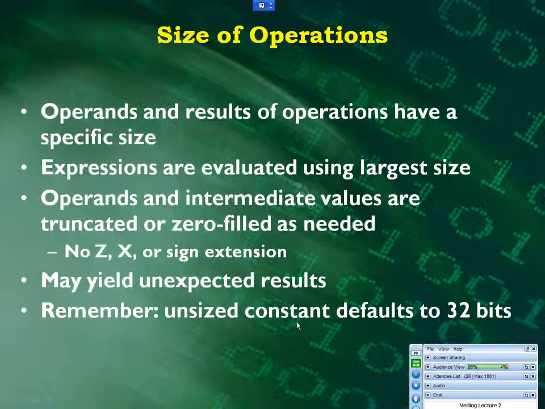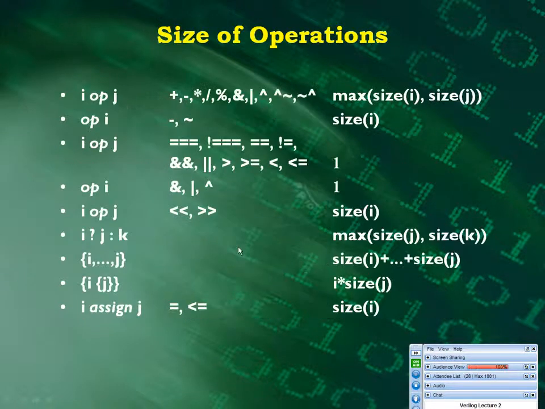Oh, remember that unsigned constants default to 32 bits. Okay, so here's some size of operations. Let's say we wanted to do an addition or subtraction or multiplication or any one of these operations right here, where you're going to operate between two operands, I and J. So you've got I plus J. The size of this operation is going to be the max of size of I or size of J.